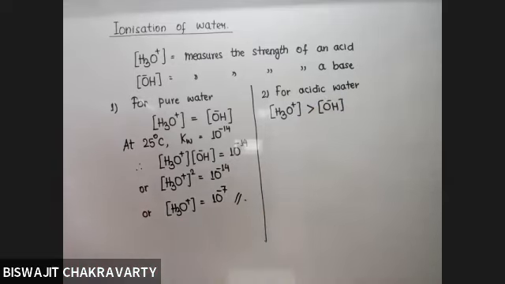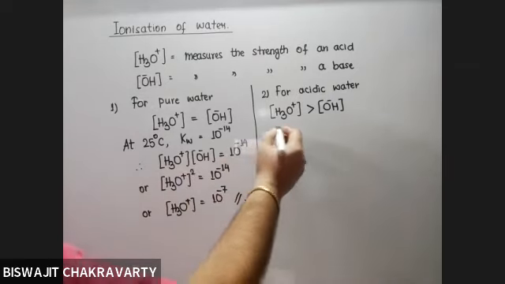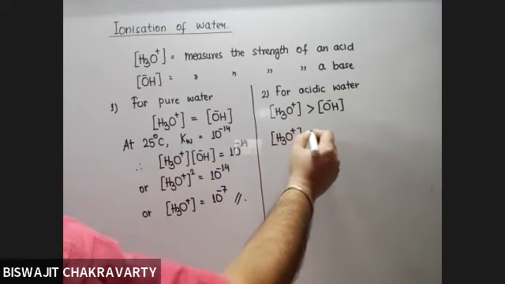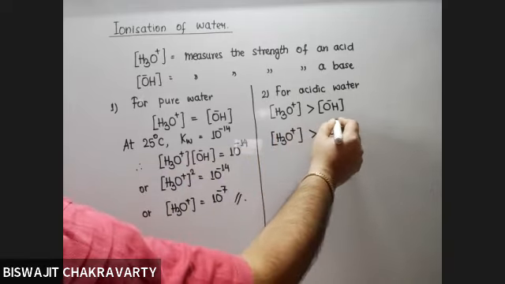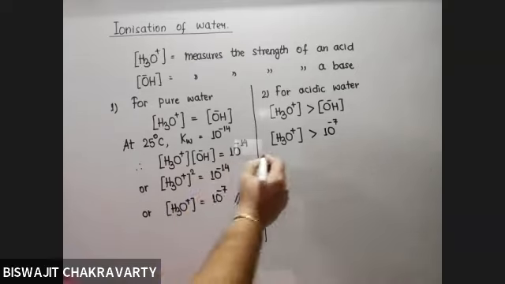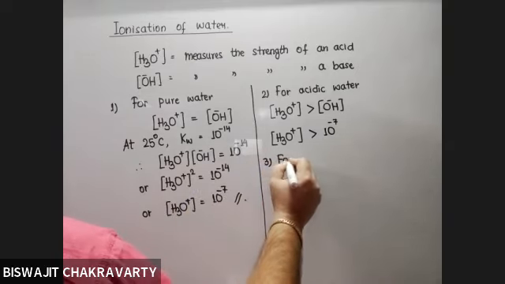Okay. So if H3O plus is greater than OH minus, then can we write H3O plus will be greater than 10 to the power minus 7? Because the neutral point is 10 to the power minus 7. If it is acidic in nature, then will not the H3O plus ions be greater than 10 to the power minus 7? Same way for basic water.